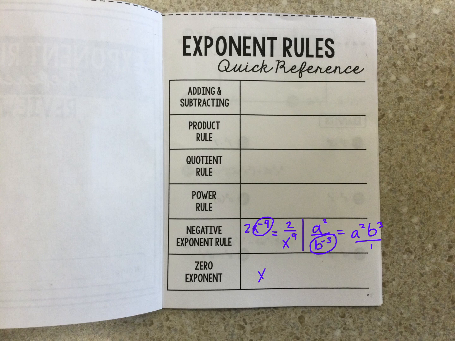We also talked about zero exponents. X to the 0 power is 1. 4 to the 0 power is 1. 5,000 to the 0 power is 1. All right.